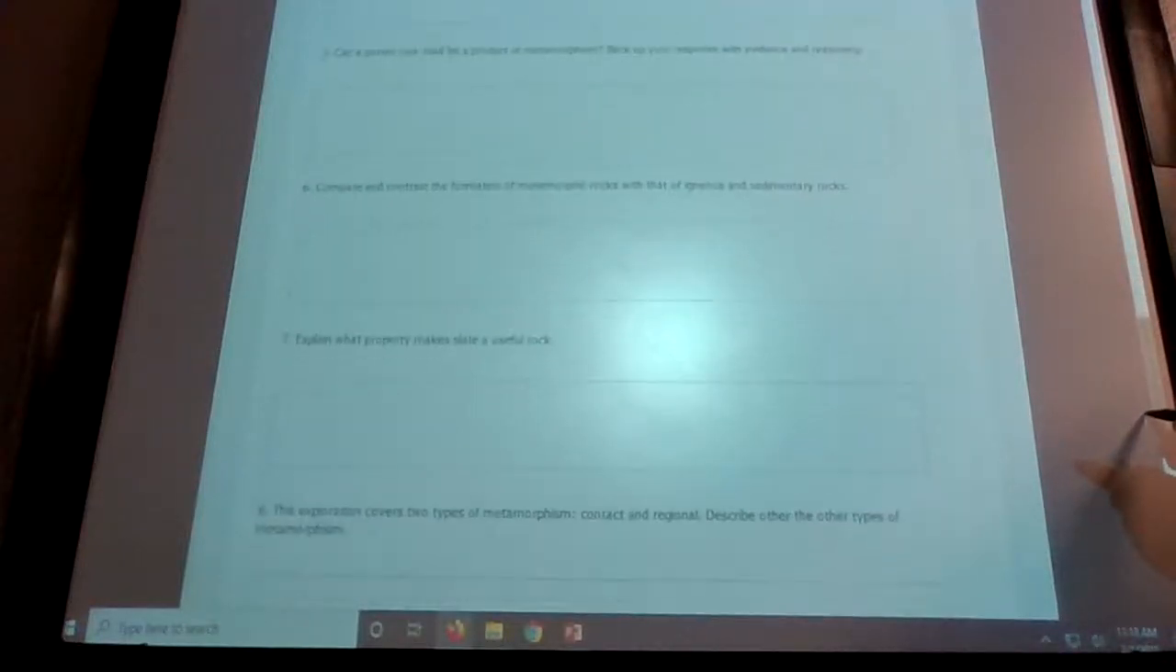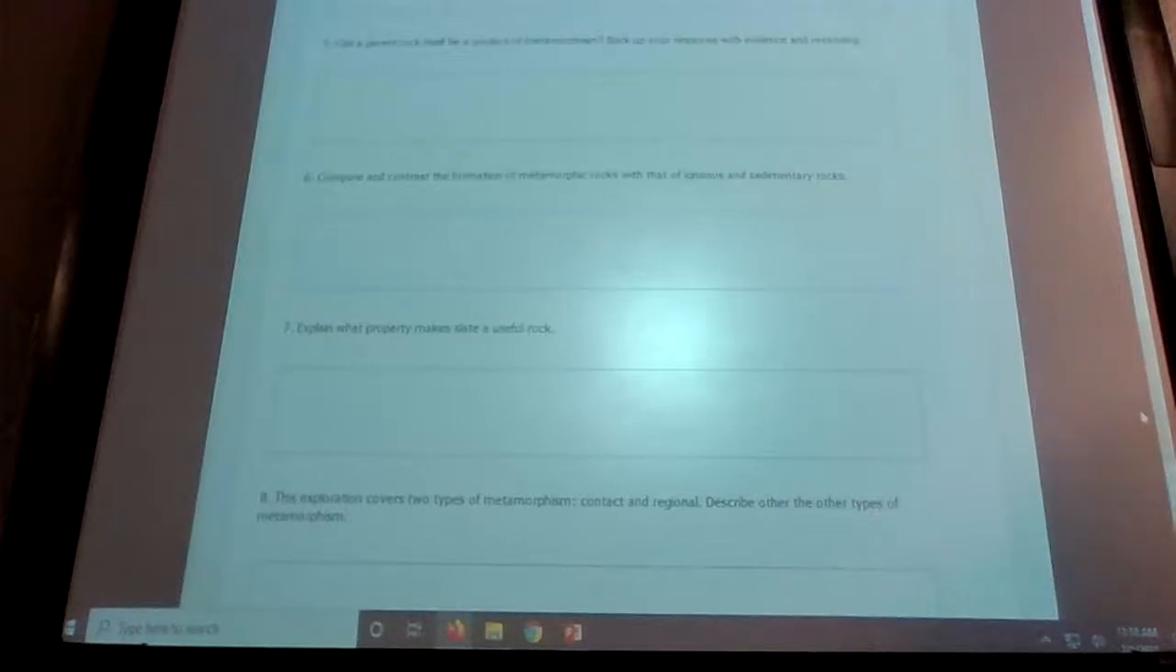Let's see. I'm going to put some grades in for y'all. Number 6. Compare and contrast the formation of metamorphic rocks with that of igneous and sedimentary rocks.